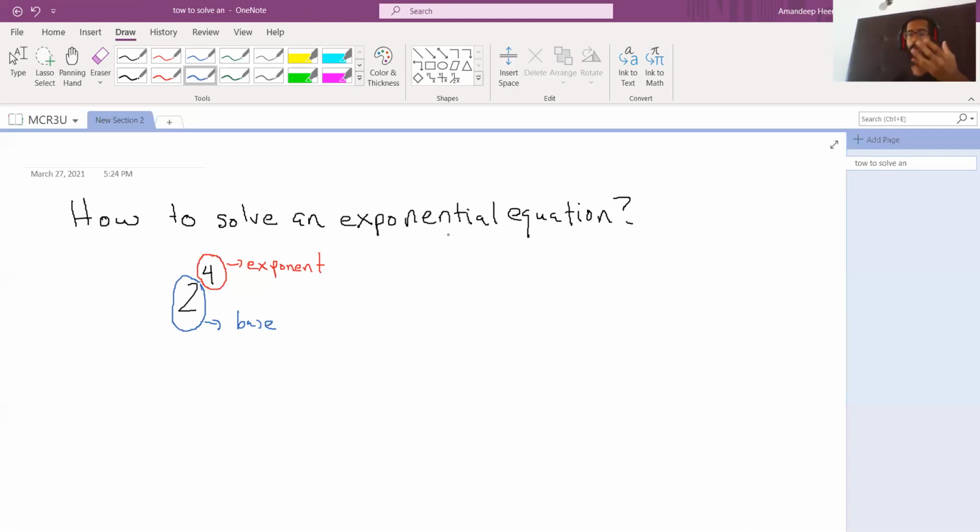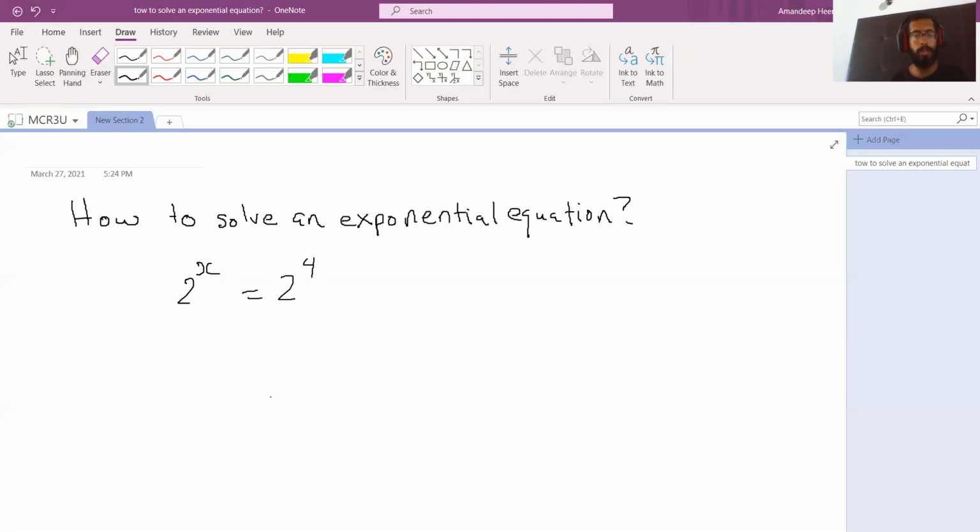So an exponential equation is an equation that involves some big number raised to some small number, in a simple nutshell. Let me give you an example of what that looks like. Let me use black here. For example, 2 to the x equals 2 to the power of 4.